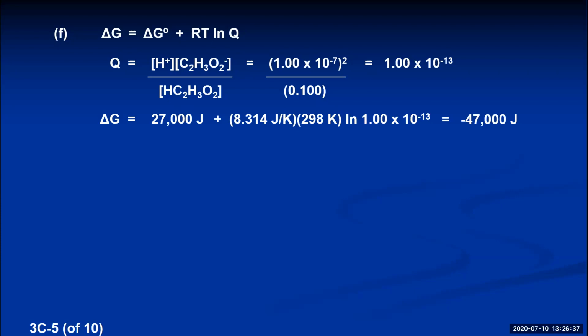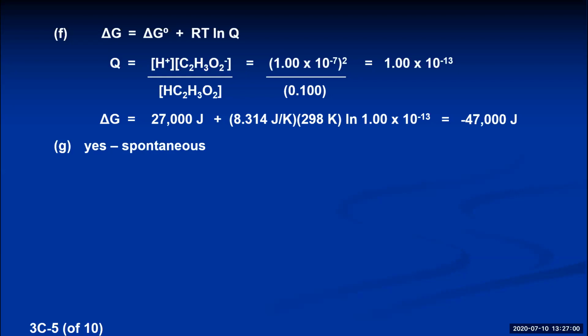Gee, is this reaction spontaneous under standard conditions? The answer is yes, because it's a negative number. So now, with these really low concentrations of the products, the forward reaction would be spontaneous for the system to reach equilibrium.